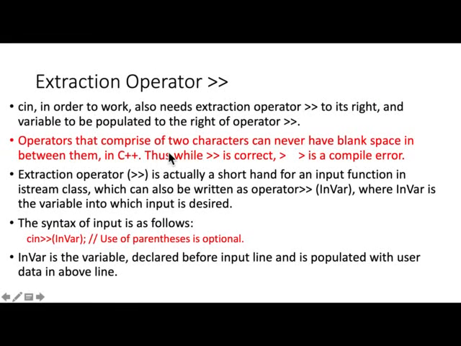One more characteristic of the extraction operator is that its arrows are always going into the variable in which input is being done. So think of this as a source arrowing into a destination. A lot of people confuse this and make the opposite one, with less than symbols. That would be a compile error. But if you think of cin as a source, the variable as a destination, then the correct form of arrow would be arrows entering into the variable. Okay.